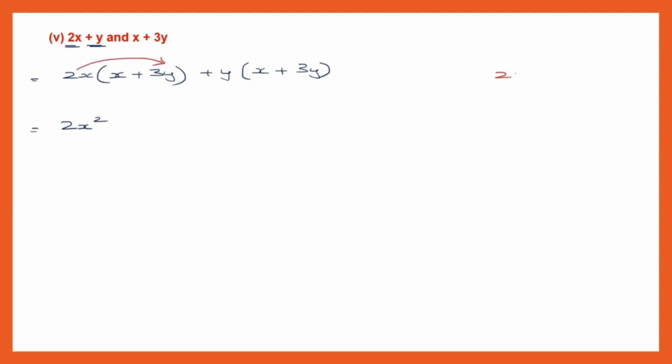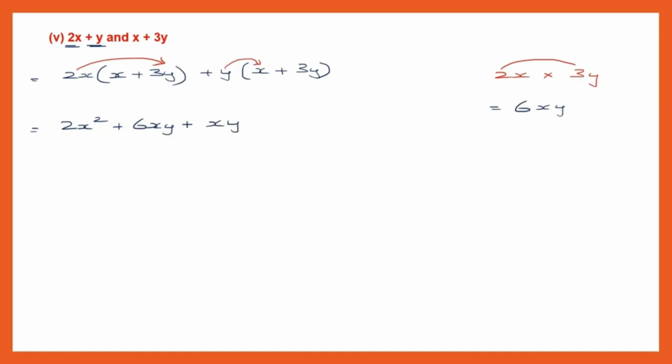Now let's do that here. 2x into 3y. First let's multiply the numbers, 2 into 3. 2 threes are 6. Then we have 1x and we have 1y. So that is 6xy. And the sign is plus because both the numbers don't have any other sign. So 6xy. Now go to the next one. We have plus. Now here we have to multiply y into x. y into x is yx or xy. So we'll write it as xy.